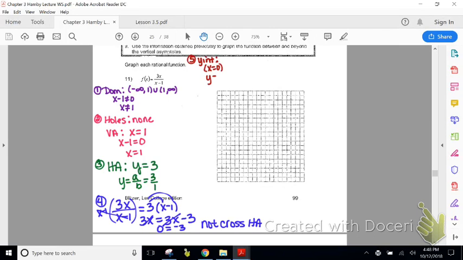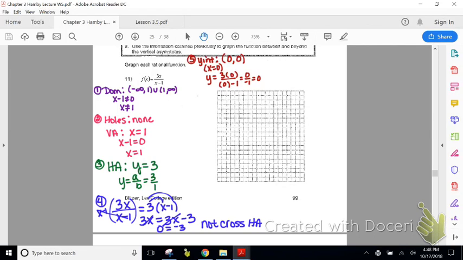So my function is y equals 3x over x minus 1. So I'm going to plug in 0. So we get 0 over negative 1, which is 0. Which means I have our Y-intercept. We said when x is 0, and we found when y is 0. Then I'm going to have to find my X-intercepts.